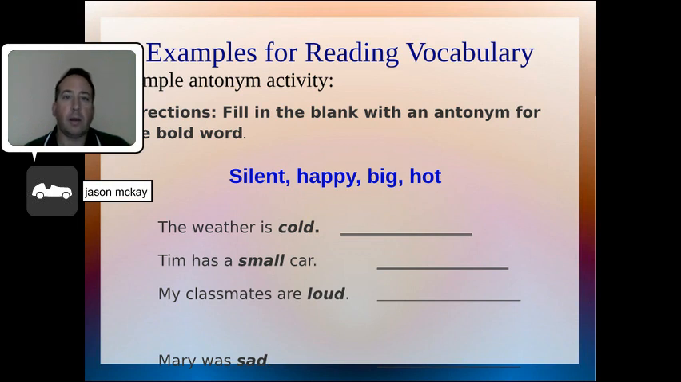This teaching technique works with antonyms and understanding the reading vocabulary. Some words have opposite meanings or have opposite terms. So, for example, this would be the first one. The weather is cold. The antonym for cold obviously would be hot. The second one, Tim has a small car. The antonym would be big, and so on and so forth.